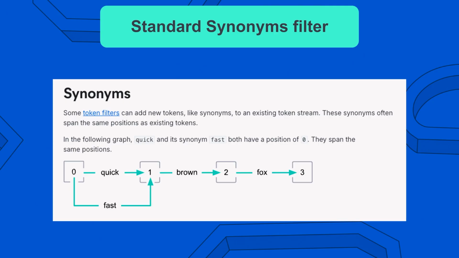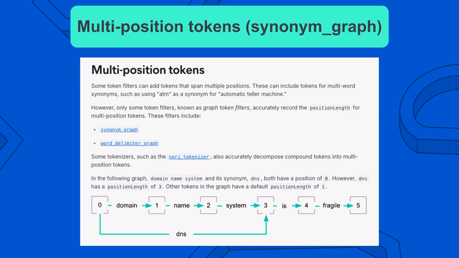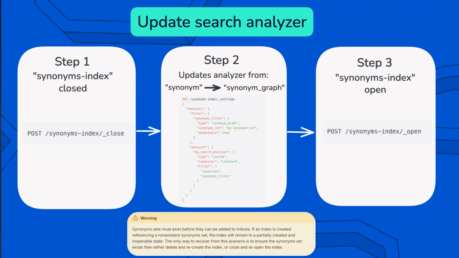Now in our index, we have configured the standard synonym filter. This can't handle phrases properly. And we need to change to a synonym graph designed for multi-word synonyms. So we start treating artificial intelligence as a single unit and not separate tokens. To do that, we need to close our index, change the configuration from synonyms to synonyms graph, and then open the index again. Now that we have changed our index configuration, let's search for AI again.